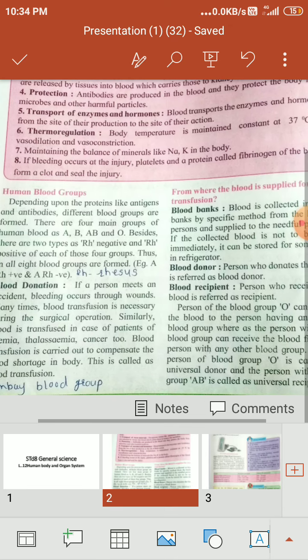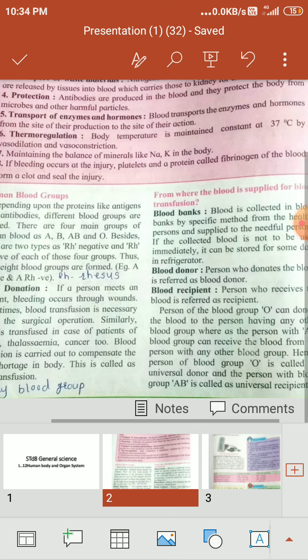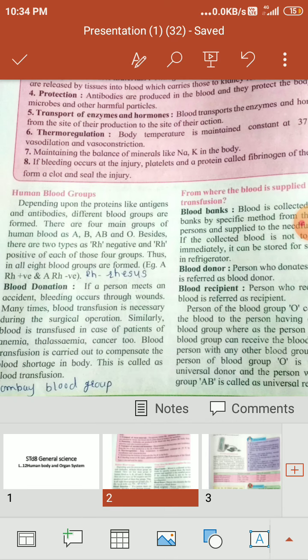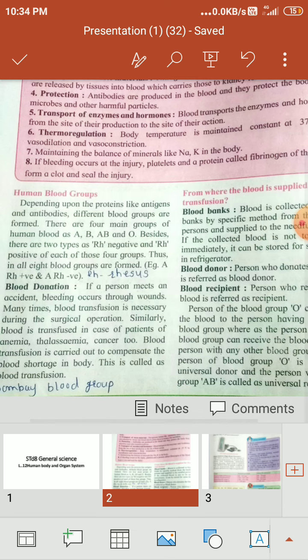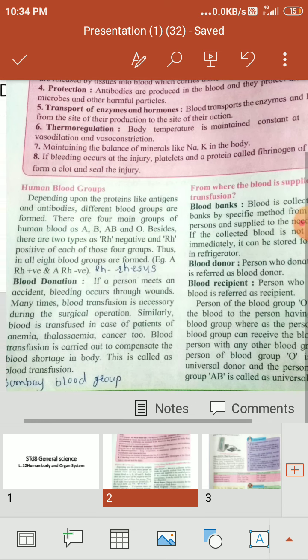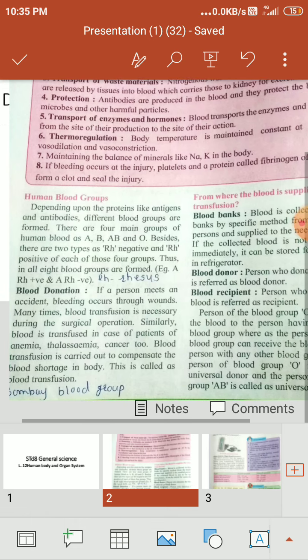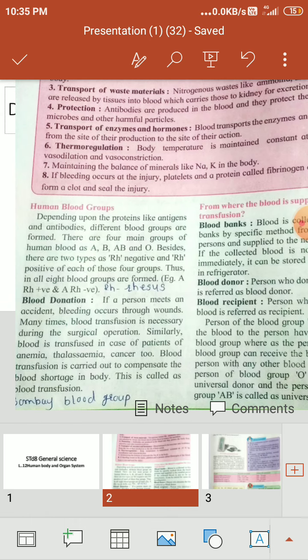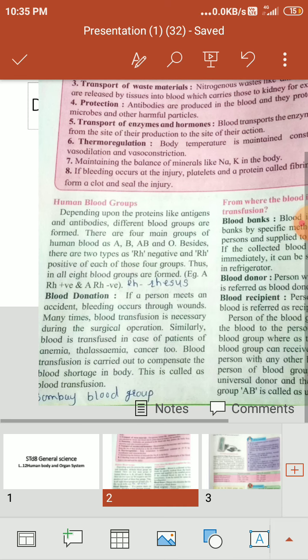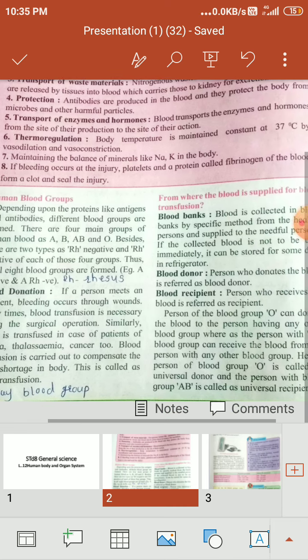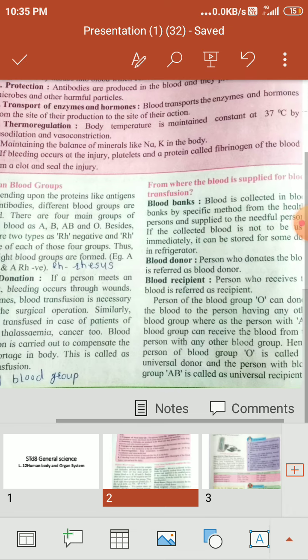Blood donation: blood is required in various situations like accident, bleeding, parturition, and surgical operation. Blood donated by a healthy person is used to save the life of a needy person. Hence, blood donation is considered to be the best donation. And O is also called the Bombay blood group. Now, let's come to the next page.